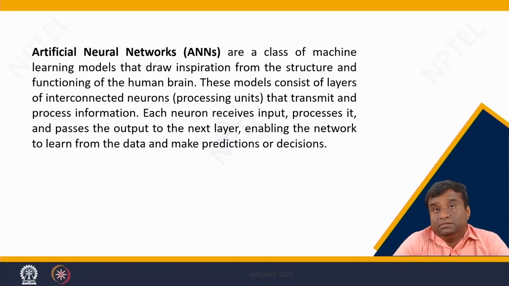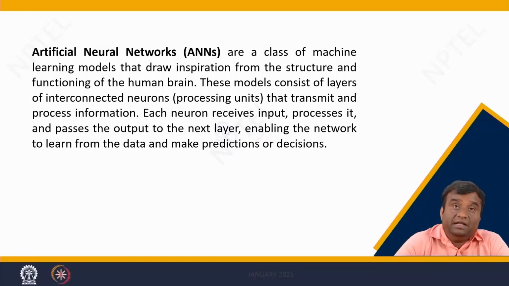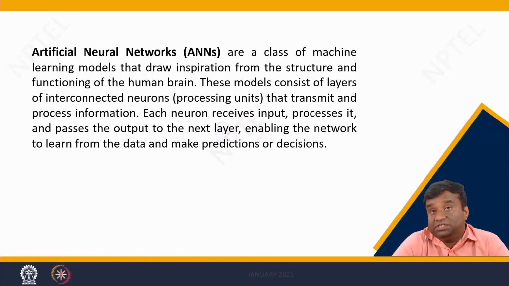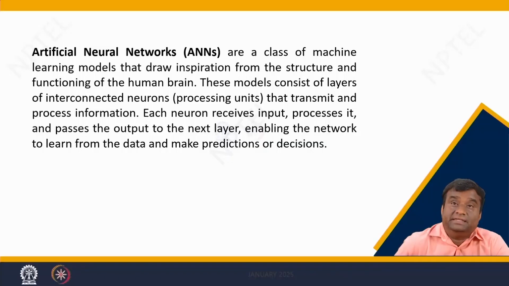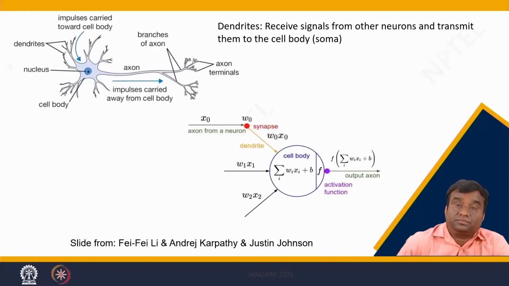Artificial neural networks are a class of machine learning models that draw inspiration from the structure and functioning of the human brain. These models consist of layers of interconnected neurons, that is processing units, that transmit and process information. Each neuron receives inputs, processes them, and passes the output to the next layer, enabling the network to learn from the data and make predictions or decisions.